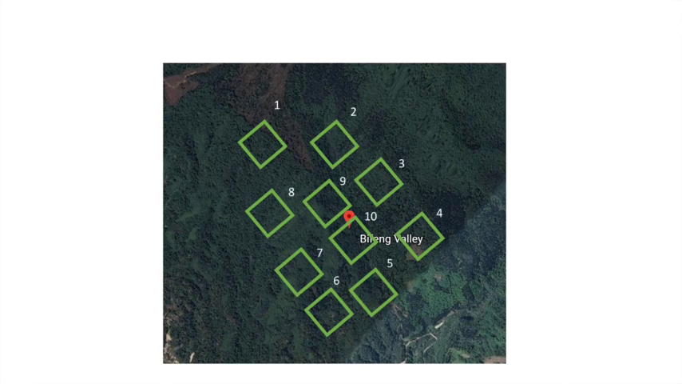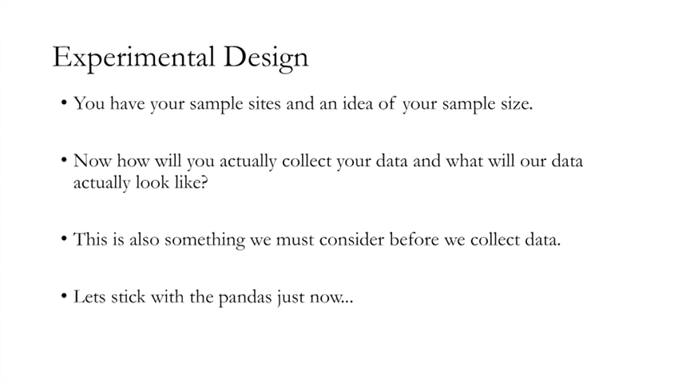We want to number these sample sites. So we've got 10 sample sites within the Baifeng Valley. Okay, that's fair enough. So we've got our sample sites. We maybe have a rough idea, hopefully, about the sample size. Now, how are we actually going to collect this data? And what is our data going to look like? So this is all stuff we need to consider before we set off into China to look at the pandas.